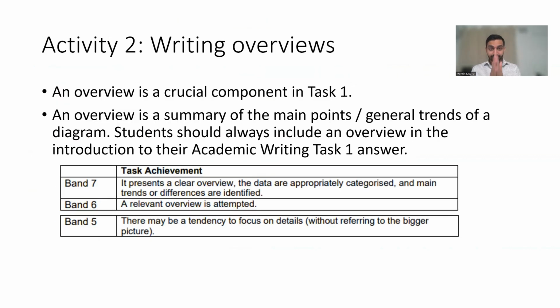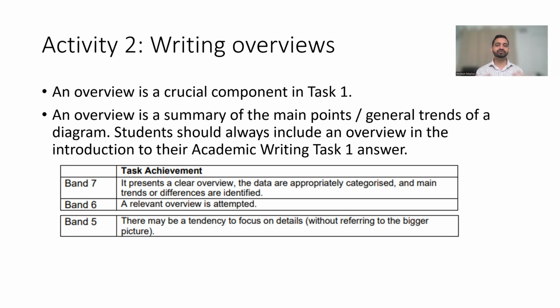All right, now we're going to really learn how to write overviews. What is an overview? The overview is a very crucial component in task 1. You can't neglect this. If you neglect this, you can't score more than band 5, unfortunately. This is very important, and that's why I'm bringing the band descriptor here to emphasize the point that writing overviews is very, very important.